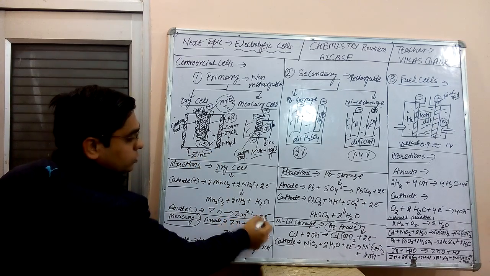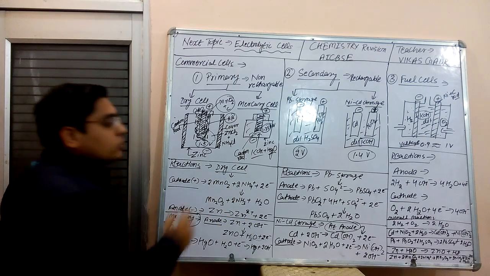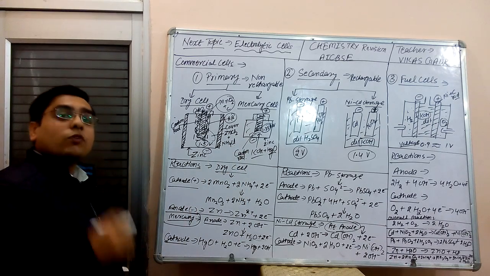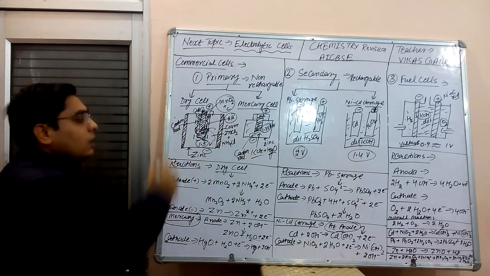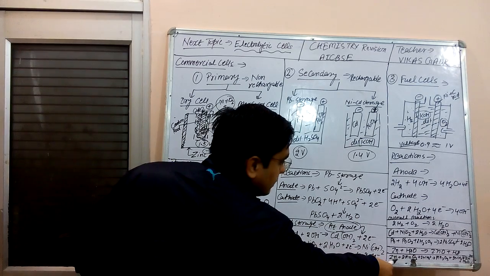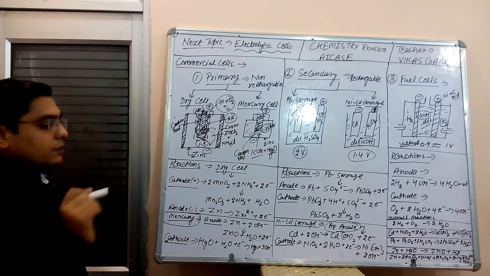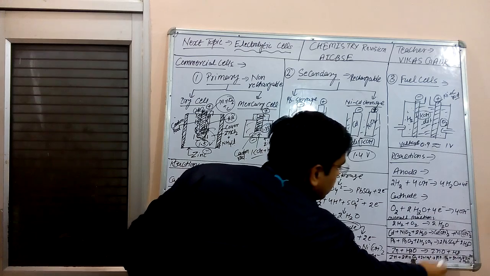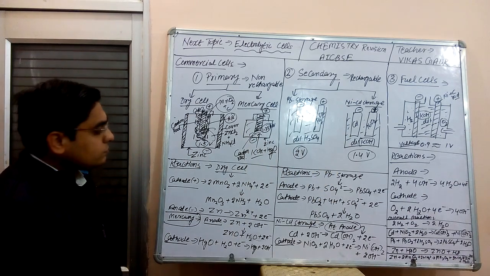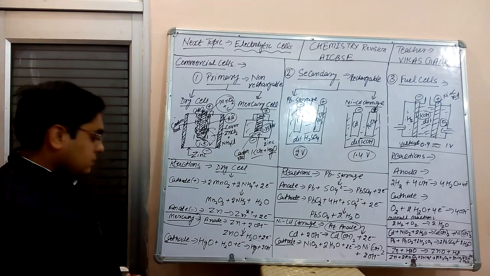Zinc forms zinc 2 positive plus 2 electrons, and this one, zinc 2 positive, combines with Cl of this, so NH4 positive becomes free to transfer into the rod by the porous pot, and the overall reaction is given: zinc plus MnO2, NH4 positive. You combine them and practice the overall reaction yourself, and it forms Mn2O3, NH3, zinc 2 positive and H2. This is the byproduct. This cell is mostly used and is a very cheap cell available in the market.